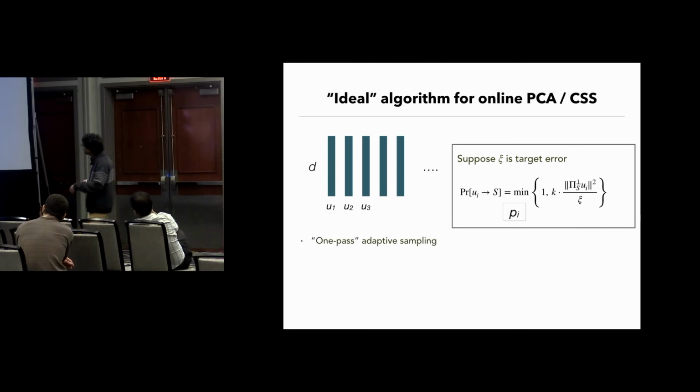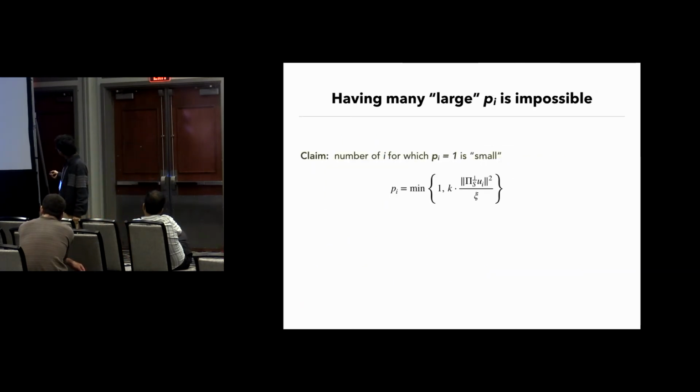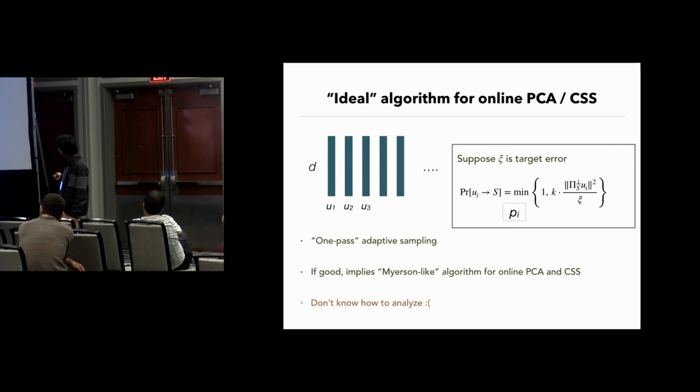Right, and if you think about this, in some sense it is something like one-pass adaptive sampling, because you get these points, and each time you keep a point with this probability, otherwise you discard it and it goes forever. Okay, and if this works out, then this would actually give a very Myerson-like algorithm for online PCA and column selection. Unfortunately we don't know how to analyze this particular version, and in fact we think that this is not quite optimal. There are some extra log factors and so on, but what we propose to do is analyze a slight alternative of this algorithm.